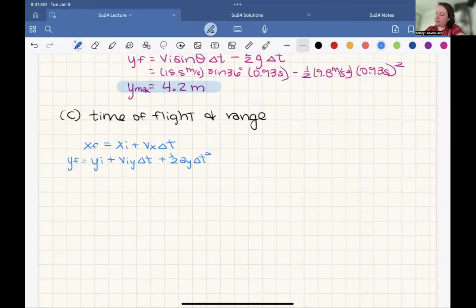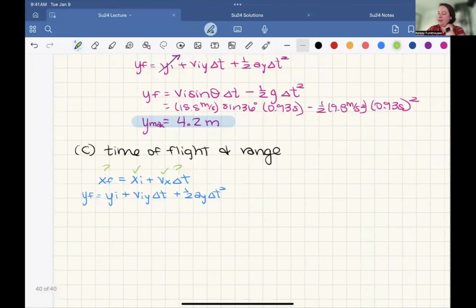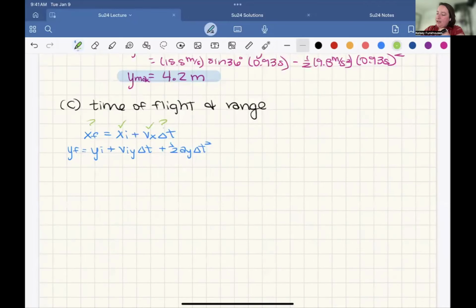Okay. Let's see. So we want this final position in X. We know our initial, we said it's 0. We know our velocity, but we don't know the time. And for y, one thing we can say is that y final in this case is when it hits the ground again. So it's 0 again. So we know that. We know initial is also 0. We know the initial velocity. We don't know the time. We know the acceleration and don't know the time. So it looks like we need to solve for the time first and then plug that into this other equation.